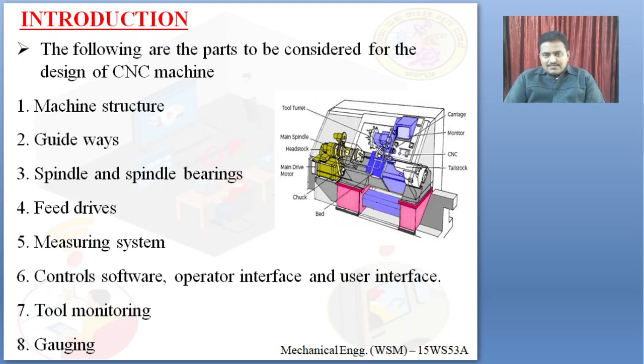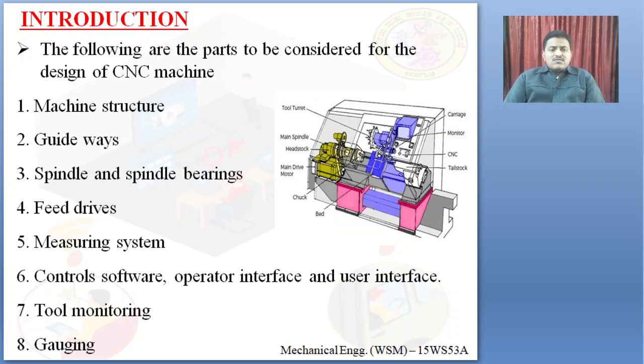Next, the measuring system. A very important aspect is the measuring system. Whatever component you are manufacturing, the dimensions should be accurate. So the measuring system is very important for us. We use coordinate measuring systems in CNC machines. At the same time, we use sensors and probes everywhere, for direct and indirect measurements. So this is very important.